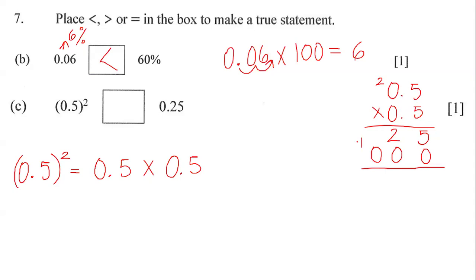We add. 5 plus 0 is what? 5. 2 plus 0 is what? 2. And 0 plus 0 is? 0. How many numbers are behind a decimal point? 2. Since there are 2 numbers behind a decimal point, we're going to move it over twice. 1, 2. So it's going to be right here. So I have 0.5 times 0.5 equal to 0.25.